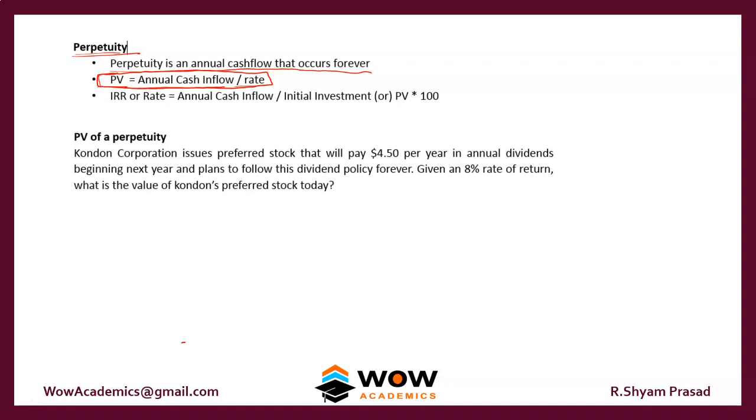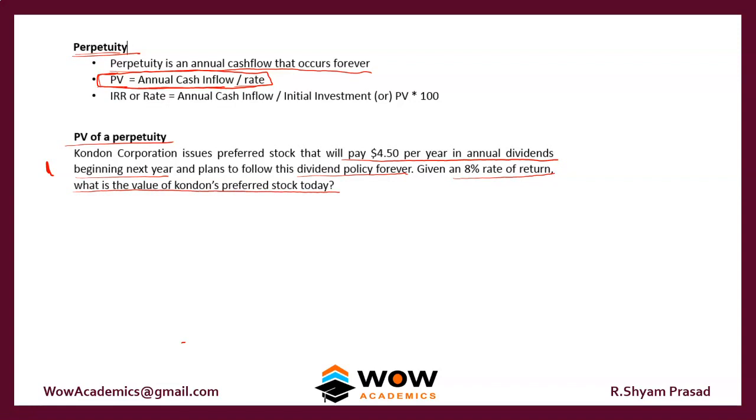So we'll start. PV of a perpetuity. Condon Corporation issues preferred stock that will pay 4.5 per year in annual dividends beginning next year. Beginning next year is the first year, so this year end or next year beginning are both the same. It plans to follow this dividend policy forever. Given an 8% rate of return, what is the value of Condon's preferred stock today?